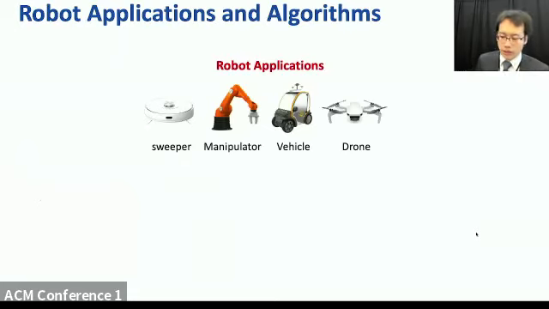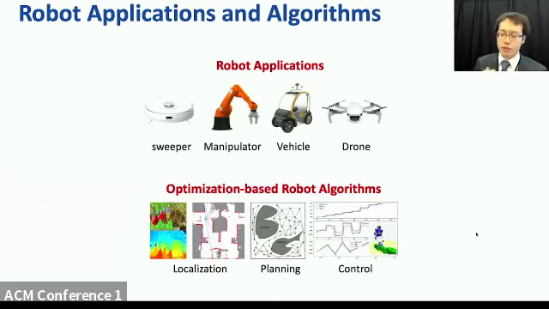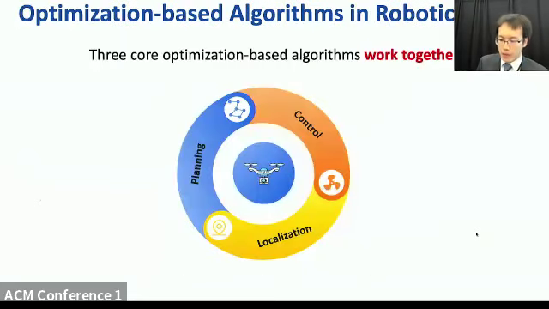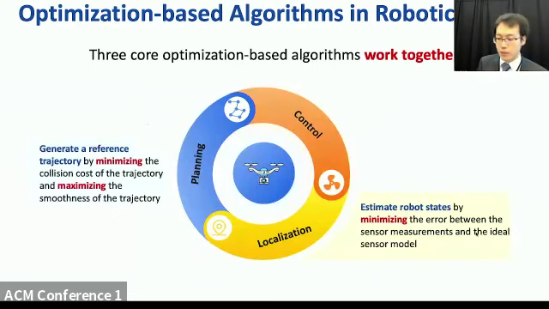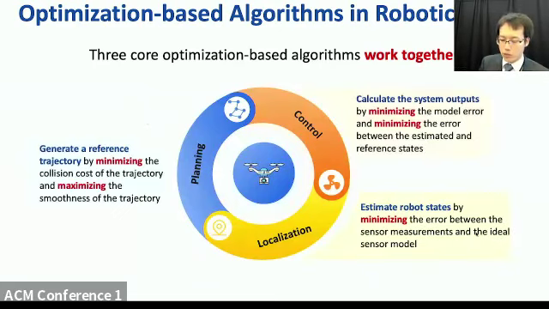We know that autonomous robots have achieved a wide range of applications, and they usually rely on different optimization-based algorithms, such as localization, planning, and control. These three core algorithms can work together. For example, the planning algorithm can generate a reference trajectory, the localization algorithm can estimate the robot states, and the control algorithm can calculate the system inputs and outputs.